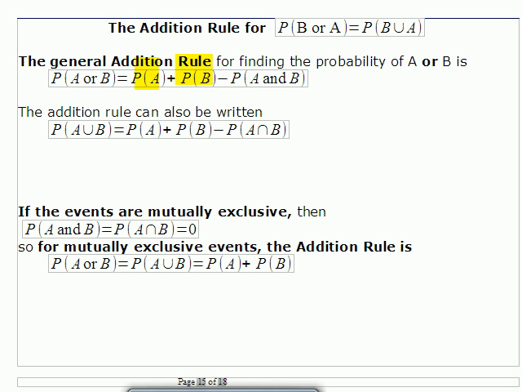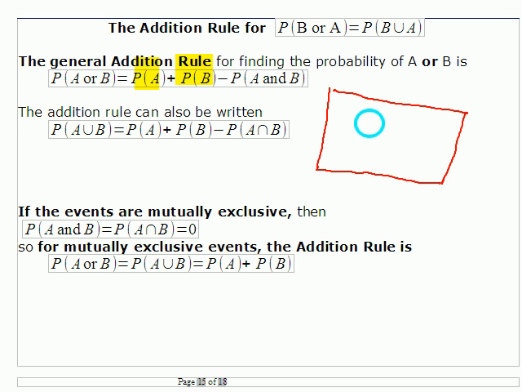Okay, let's look at what that means. We'll look at this in terms of a Venn diagram. So first I'll draw some kind of space. Okay, and now let's say this is event A, and this will be event B.